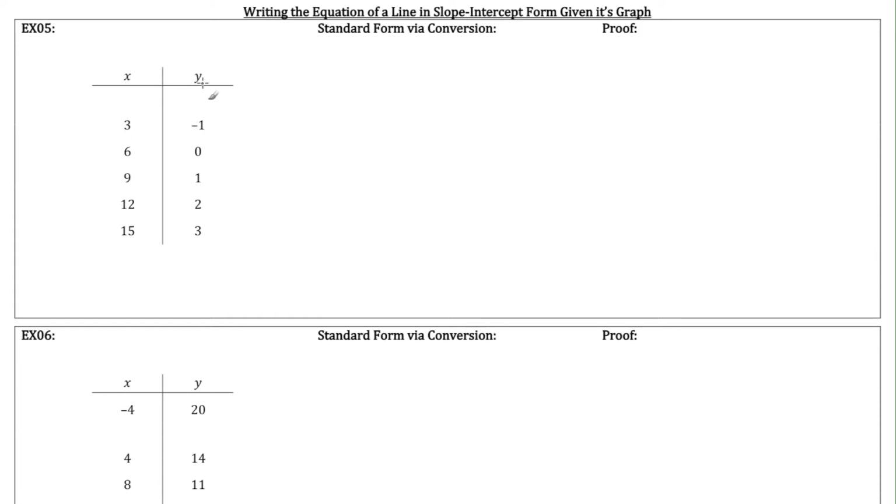All right, so example number 5. It wants us to take this table and write the standard form. It wants us to write ax plus by equals c. Now, we don't know how to take this table and write it like this, but we know how to take the table and write slope-intercept form, which is y equals mx plus b.